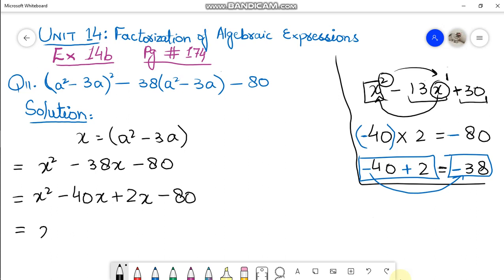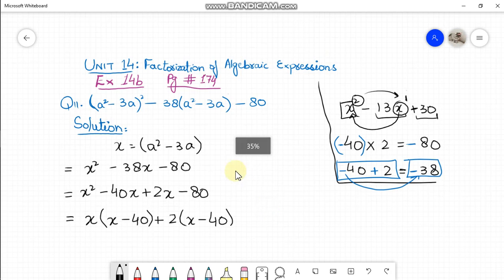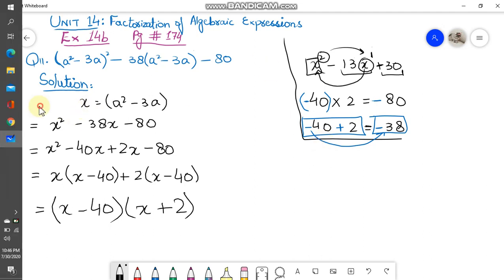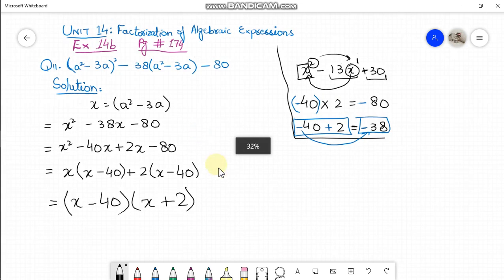Now we have to follow the previous procedure, taking the commons. From the first two terms, x is common, leaving x minus 40, and the common from the last two terms is 2, leaving x minus 40 as well. So the common thing is x minus 40, and the remaining elements are x plus 2. But it is not done yet, because we have taken x in place of this bracket, so we have to put it back.